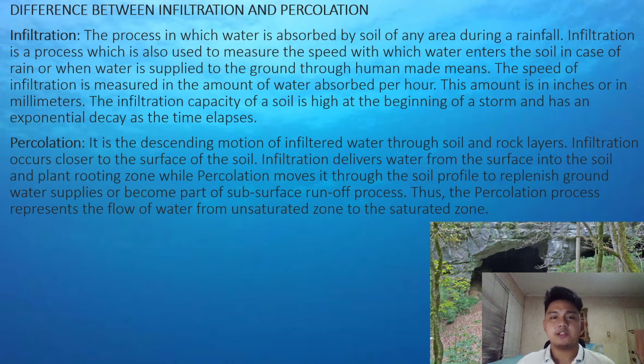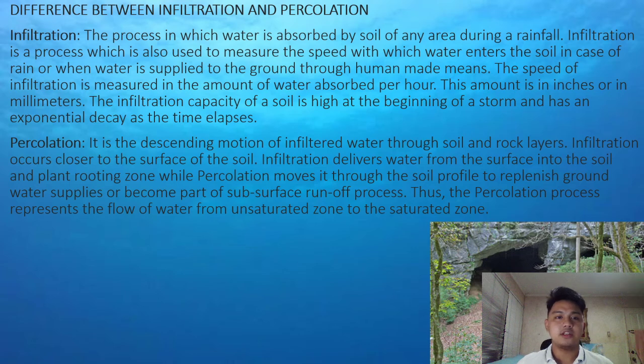The infiltration capacity of a soil is high at the beginning of a storm and has an exponential decay as the time elapses. So as said, if there is a storm, of course the storm will vanish, but the problem you are trying to identify is how long the storm will pass or how long it will end. So you need to solve it by determining the infiltration.